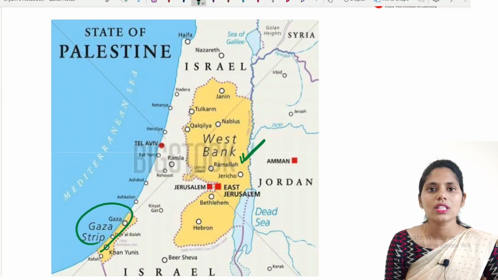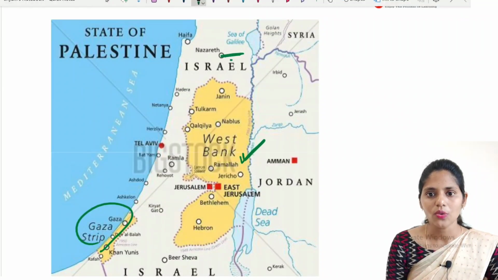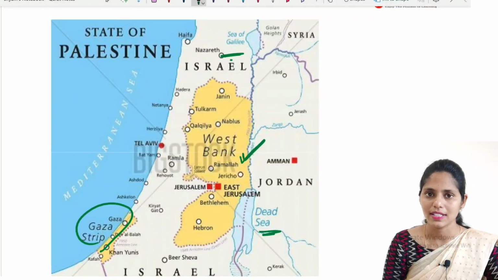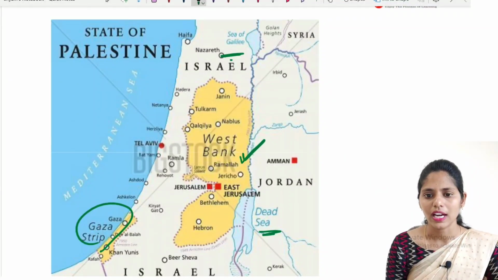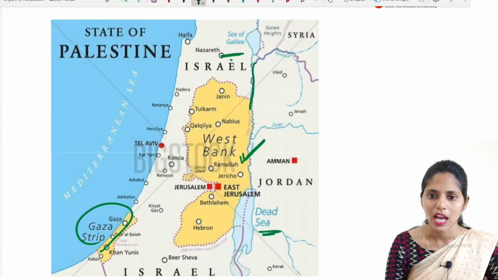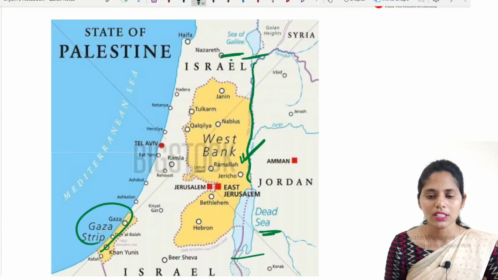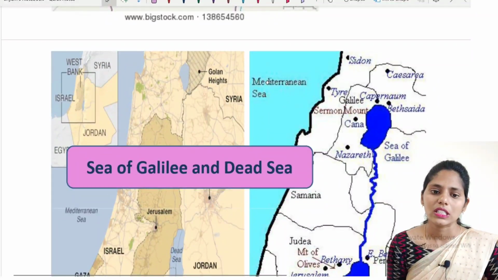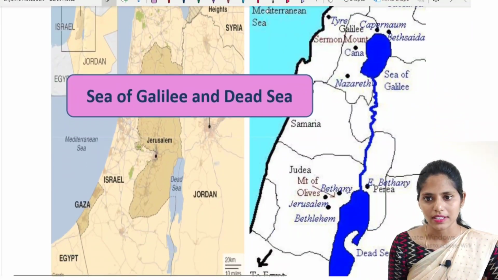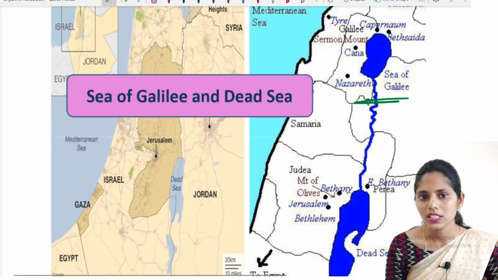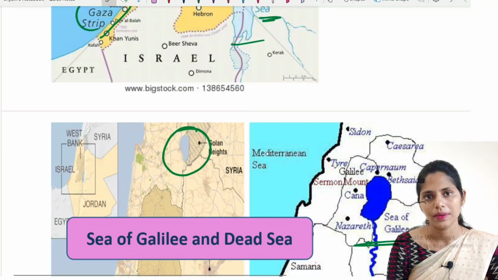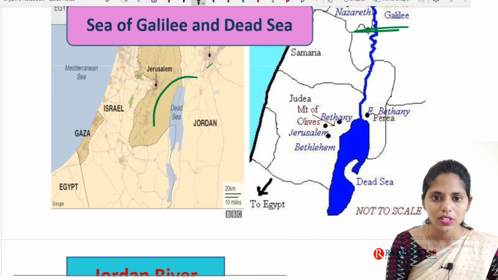Okay, and I want to say one thing, here you can see the Sea of Galilee and here you can see the Dead Sea. Okay, Sea of Galilee and as well as Dead Sea. So this is one important thing that you need to remember. And here we have this Jordan River. So these are 3 important water bodies that you need to remember. And now let us try to talk in detail regarding the Sea of Galilee and as well as the Dead Sea. So here we have this Sea of Galilee. So here in this image you can easily see this is the Sea of Galilee. And here we have this Dead Sea.